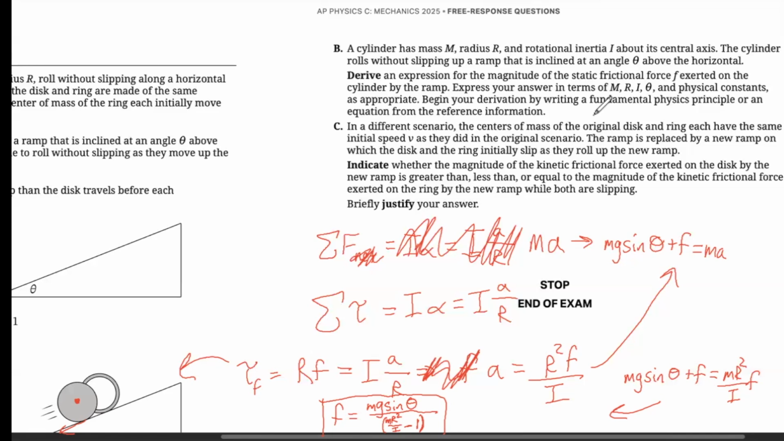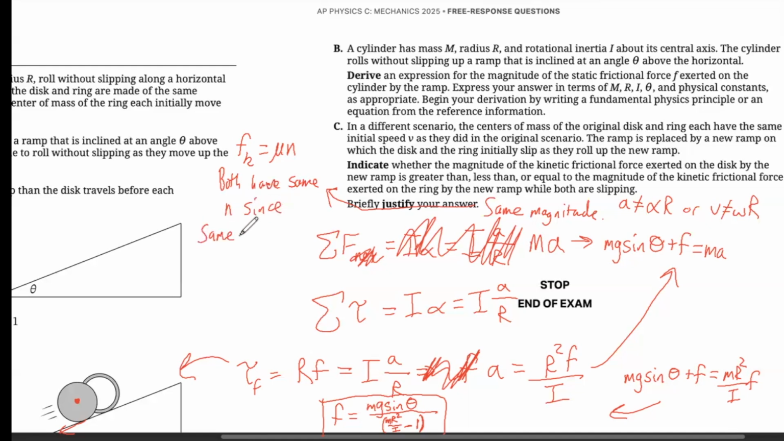Hmm. Yeah, this has to be it. They have to be the same. I'm pretty sure they have to be the same magnitude, because now we cannot say that a is equal to alpha R or v is equal to omega R since they're not rolling without slipping. So, yeah, I mean, with kinetic friction, none of that matters. Kinetic friction is just equal to the coefficient times normal force, and both of them have the same normal force, since they have the same mass, same gravitational field, and same angle. That's it. Wow. Really? Come on.